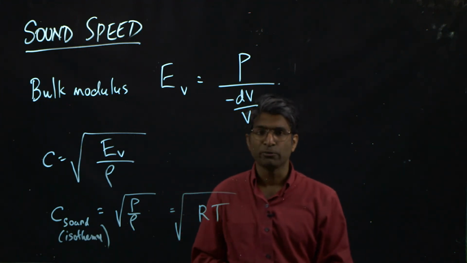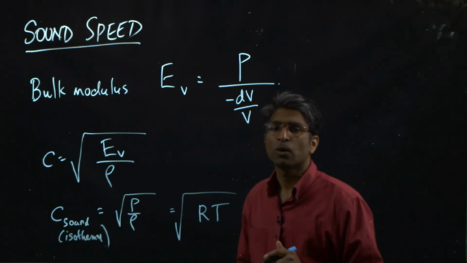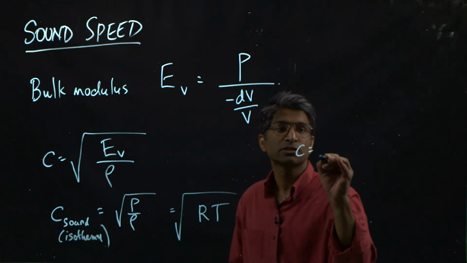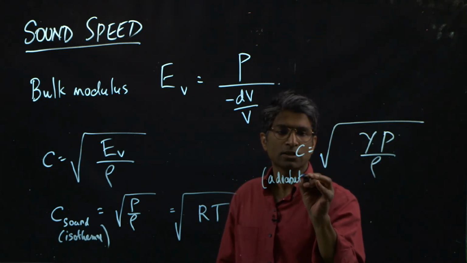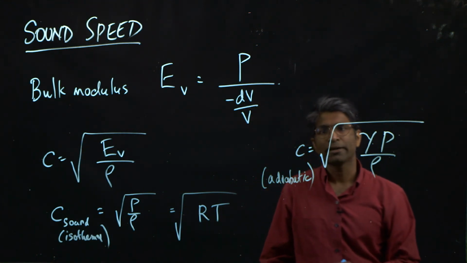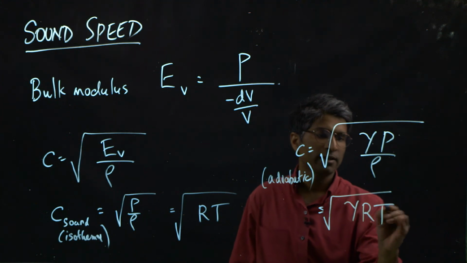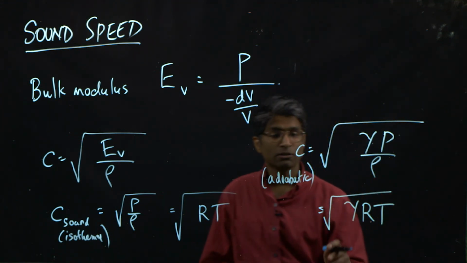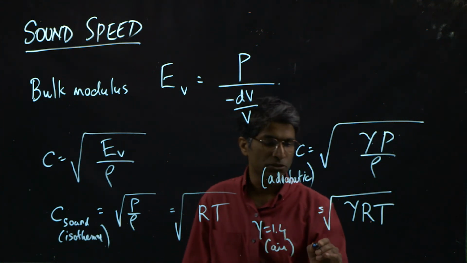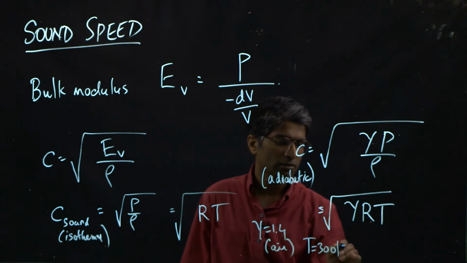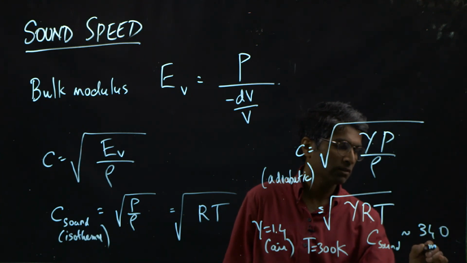But this didn't really match with experiments, and there were a whole bunch of theoretical arguments proposed to explain why it should be assumed to be an adiabatic process. So if you assume that the process of compression and expansion of air as a sound wave travels through it is adiabatic, then you get square root of gamma RT, and this matches pretty closely with what we observe. For air, which is essentially a diatomic gas, gamma is 1.4, and at room temperature T of 300 Kelvin, we can show that speed of sound is approximately 340 meters per second.